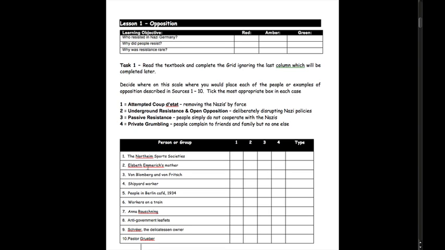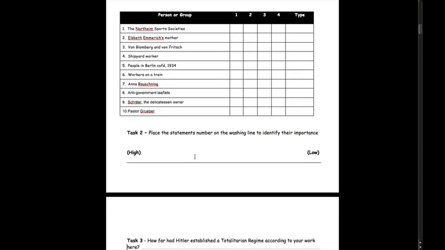Students therefore in this first activity are required to read the 10 examples and then identify with a tick 1, 2, 3 or 4, the level of resistance that is being identified in their sources according to their opinion. The final column we will come back to in a later activity when we introduce a different way of grading the resistance. Task 2 requires the students to simultaneously place on this opinion line where they think each of the 10 examples rate in terms of the level of resistance that's being demonstrated.